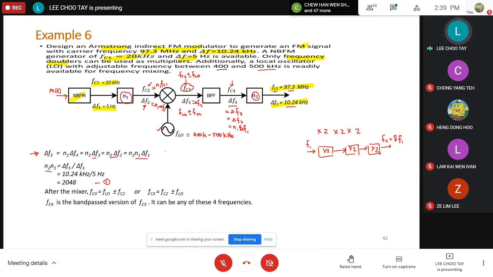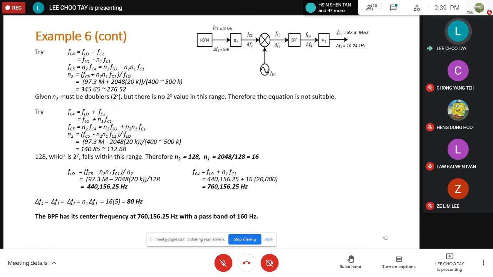So FC4 can be either one of these four frequencies, because FC4 is a bandpass version of FC3. We have to design our bandpass filter so that it allows only one of these four frequency components to pass. All four are actually the same signal, just using different carrier frequencies. That's all. So moving on.